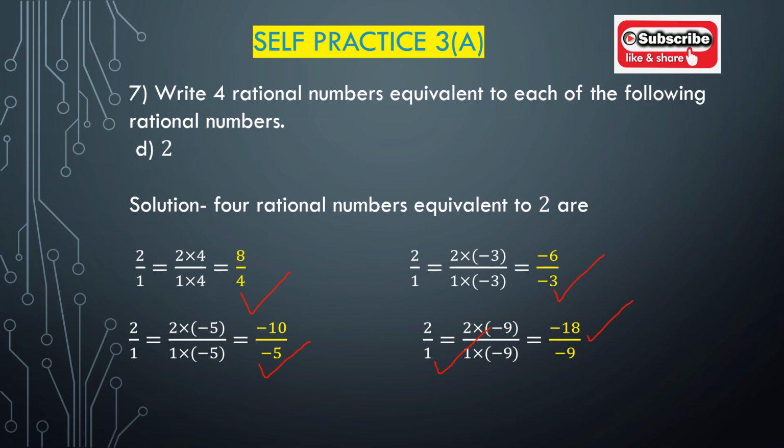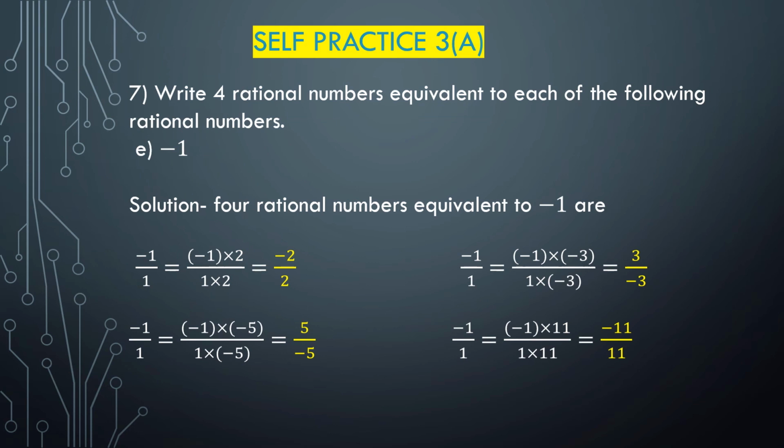So four rational numbers equivalent to the rational number 2 are 8 divided by 4, minus 6 divided by minus 3, minus 10 divided by minus 5, and minus 18 divided by minus 9.